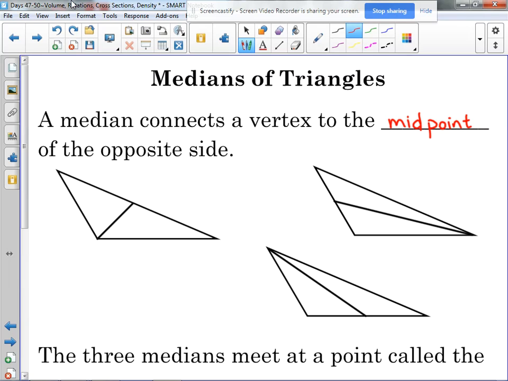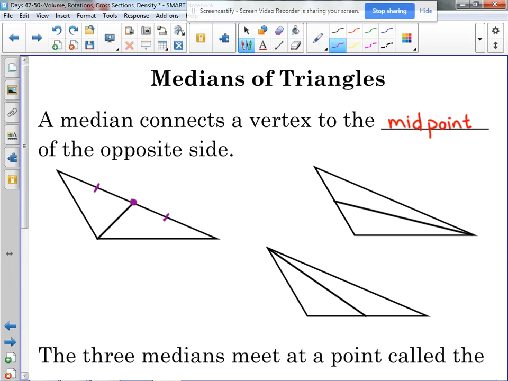Okay, it connects a vertex to the midpoint of the opposite side. So let's label some things here on these pictures. So that is the midpoint. So that means that this segment and this segment have the same length. Okay, just remember when you have those little tick marks, it means that they are the same length.